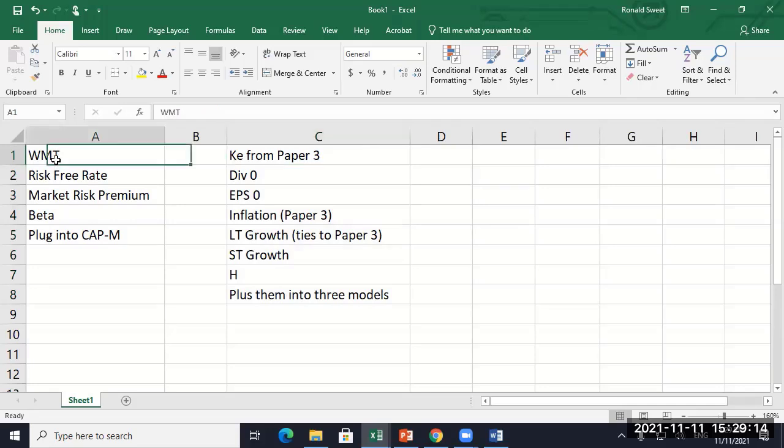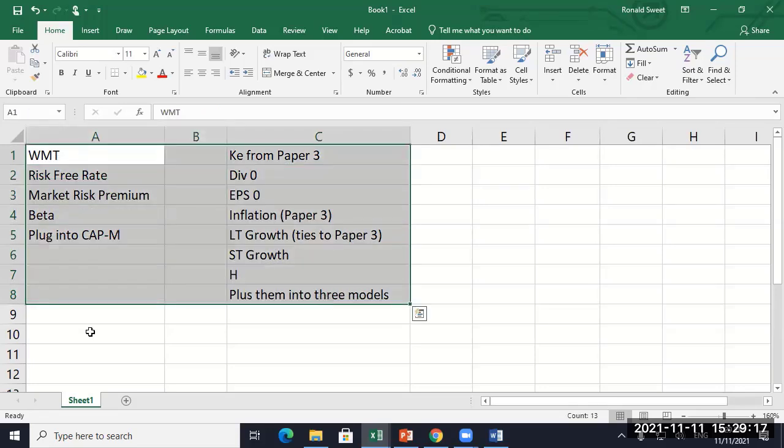So you've got to figure out these assumptions. They need to be accurate, at least to some reasonable level. They need to be rational. They need to be consistent and logical. But two students doing the same company could come up with fairly radically different assumptions.